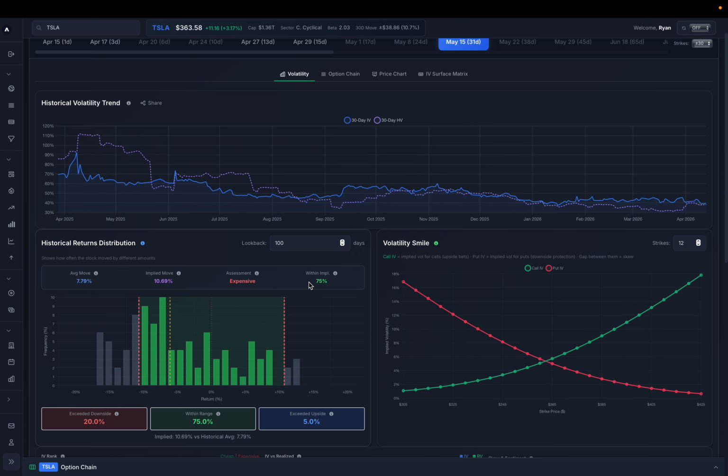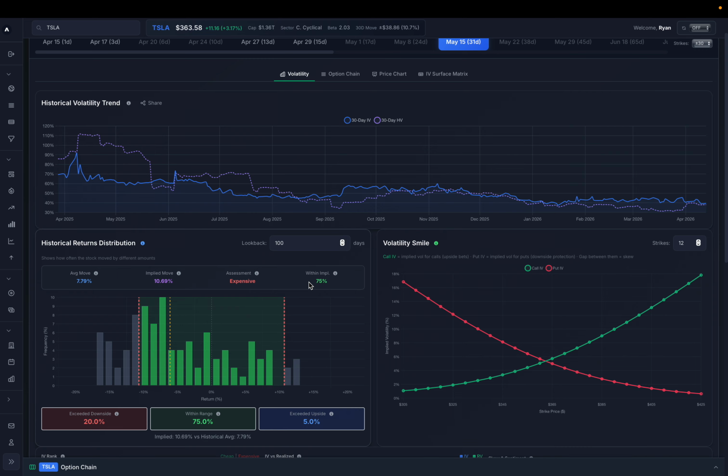This within implied is a measure of historical term vol. So if last week's expiration was showing us 6% with 4 days to go, as an example, and that's the historical vol, it only moved 3%. That is within the implied move. So it gives another variation on implied moves.